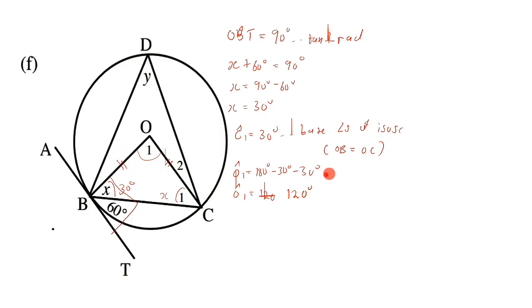So 120 degrees. And what's the reason for this? This is the sum of interior angles of a triangle. Right. But then why are we calculating the size of O1?